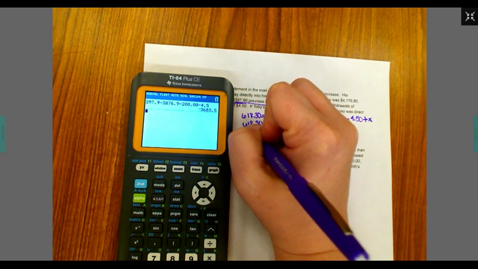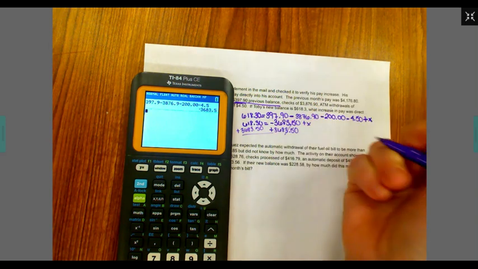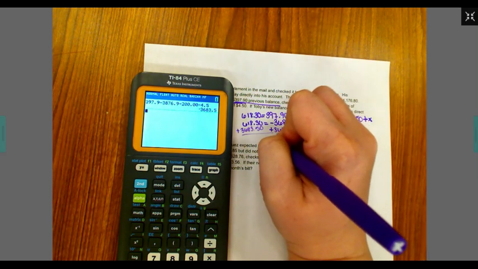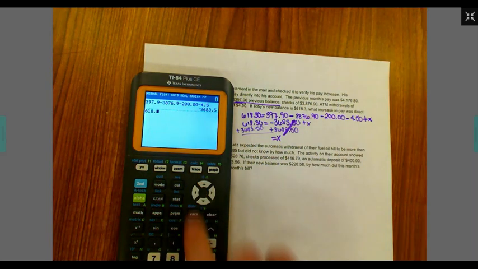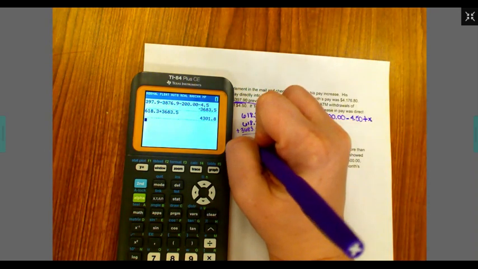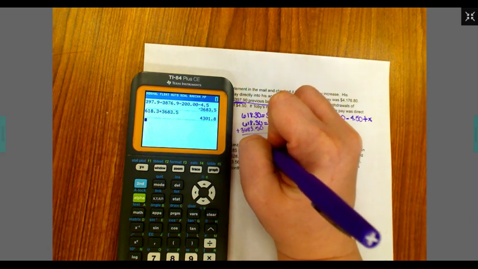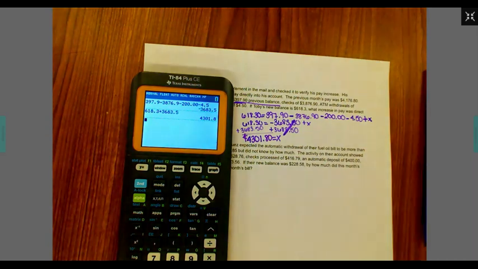We have X equals 618.30 plus 3683.50. So it is saying his deposit is $4,301.80. But that's not what the question asked me.